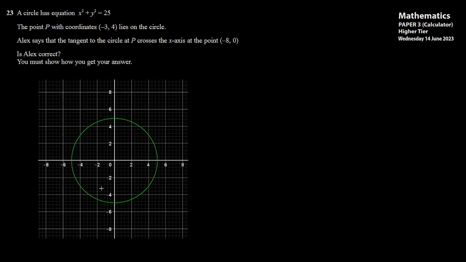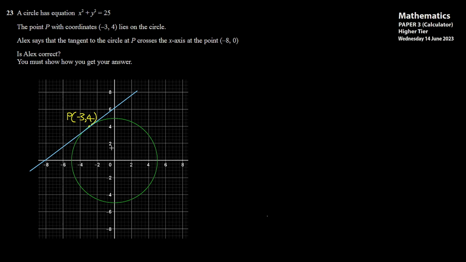So there is the circle, radius 5. And we're told that Alex says that the tangent to the circle at P, so it's a line here, crosses the axis point at negative 8 there. So he's saying this. There's the tangent at the point, and it does look as though it crosses negative 8. Now we've got to prove whether he's correct or not.